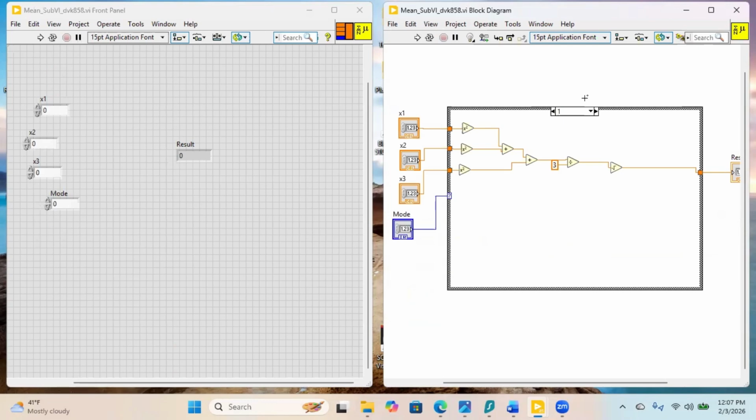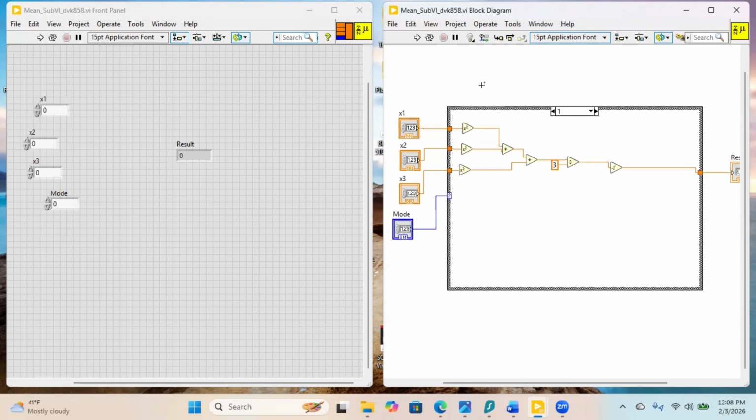Okay, hi. This video demonstrates my LabVIEW homework assignment number 2. The goal for this lab was to design a reusable SubVI that calculates either the mean or the root mean square, the RMS, of the three input signals. Then we use that SubVI inside a main VI to process those signals generated in real time using a while loop.